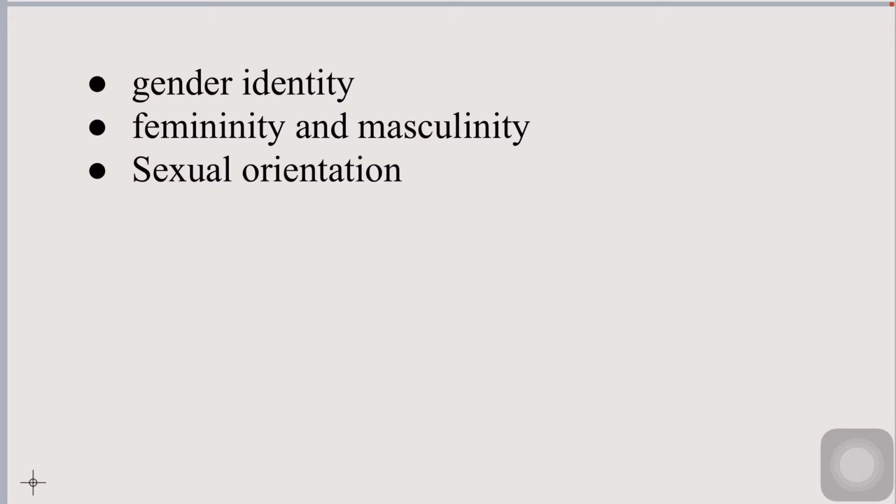Femininity refers to the cultural expectations we have of girls and women, while masculinity refers to the expectations we have for boys and men. So in the end, sexual orientation refers to the personal preferences for sexual relationships with individuals of the other sex, or the same sex, either heterosexuality, homosexuality, or bisexuality as well.